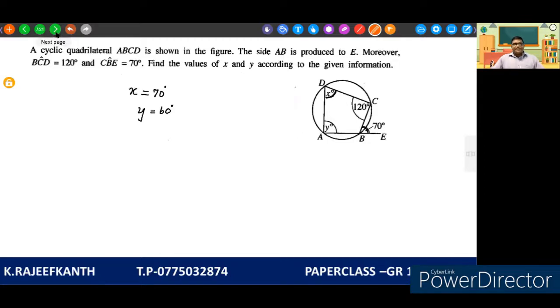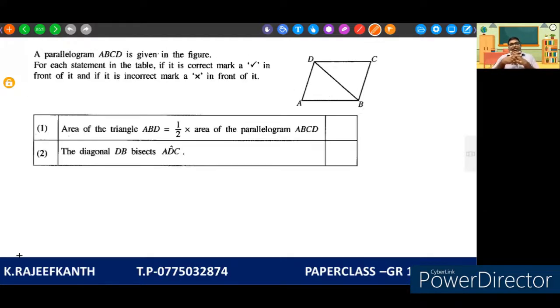The next one. A parallelogram ABCD is given in the figure. For each statement in the table, if it is correct, mark correct in front of it. And if it is incorrect, mark it wrong in front of it. So you have to mark correct or wrong, right? So there are two statements. You have to check whether the statements are right or wrong, right?